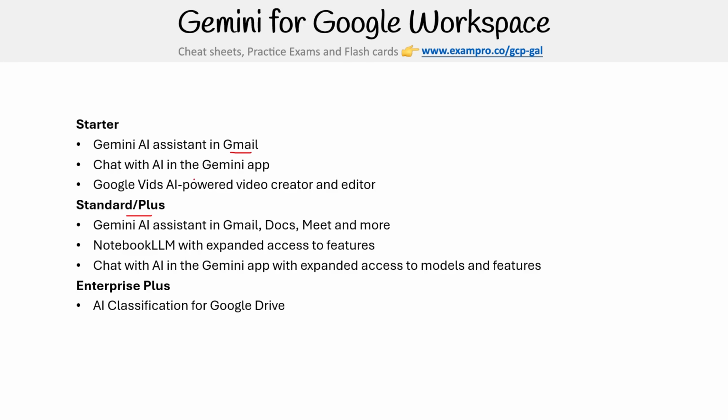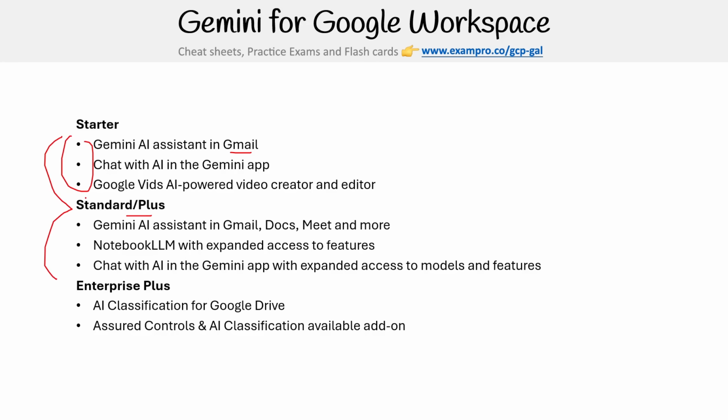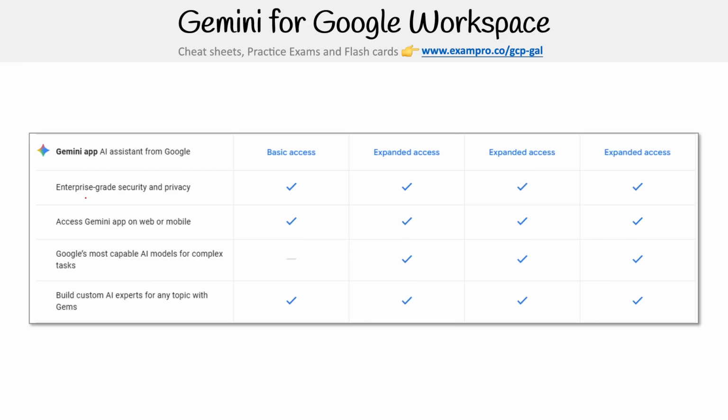For Enterprise Plus, you're going to get AI classification for Google Drive. Just assume that as you go up, it's going to include everything, and there'll be more of it as you go down. Also, Enterprise has assured controls and AI classification available as add-ons. Do you need to know all of these for the exam? No, you just need to know that Gemini is within Google Workspaces and what Google Workspaces is.